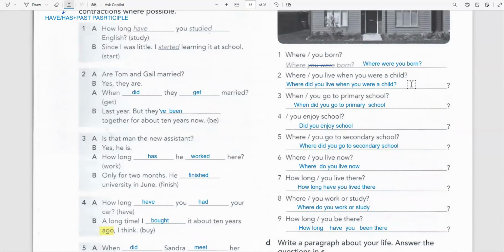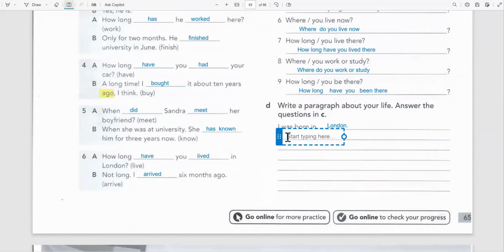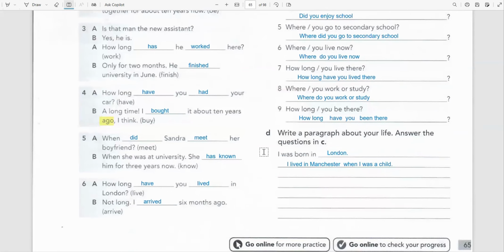Where did you live when you were a child? I lived in Manchester when I was a child. You see, I'm writing in full form because that will teach me how to write. I would just say Manchester or in Manchester, but it doesn't teach me well how to write. Because we're in level 3 pre-intermediate, we should try to write everything in full form.